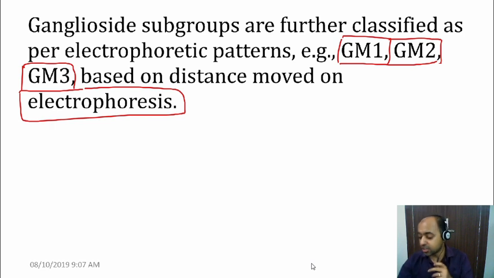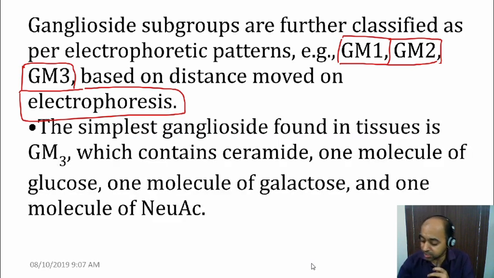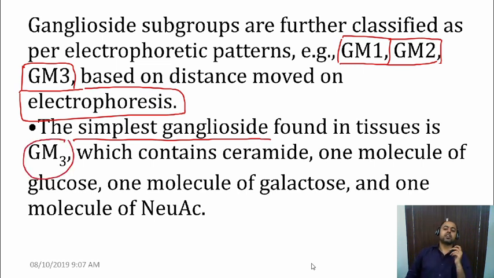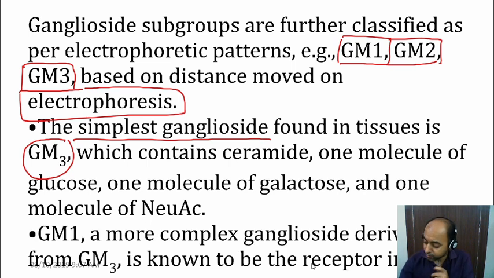The answer is not GM1, the answer is GM3. The simplest ganglioside is GM3. Please note, the simplest ganglioside is GM3. However, GM1 is clinically very important, because it acts as the receptor for cholera toxin.